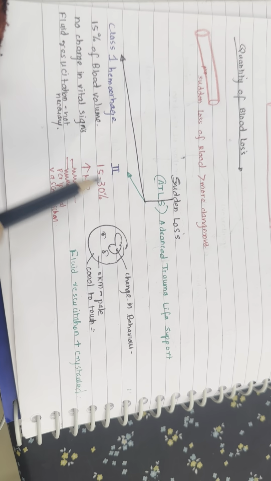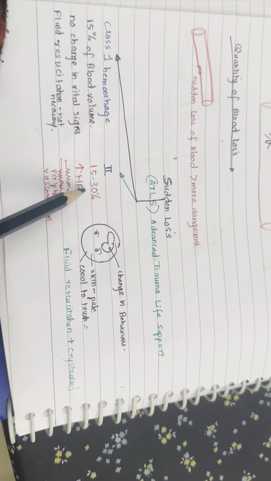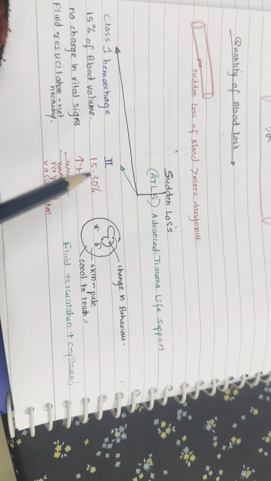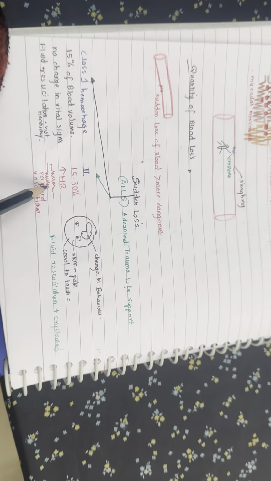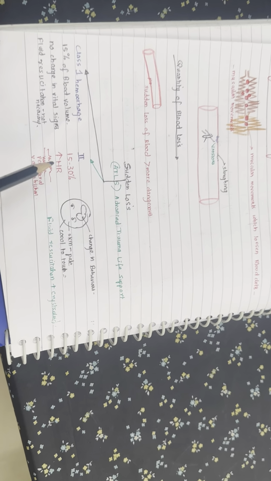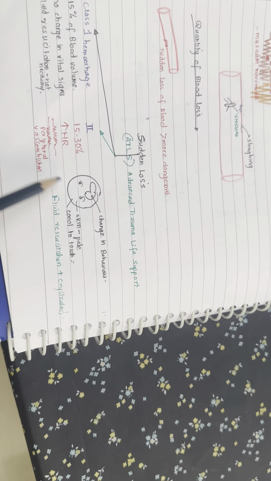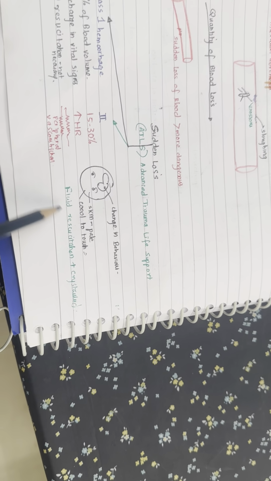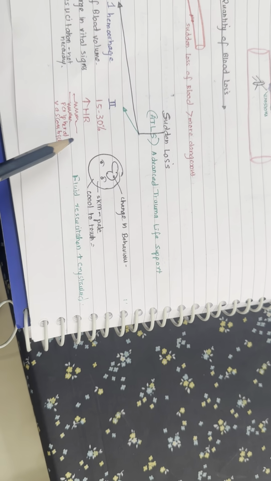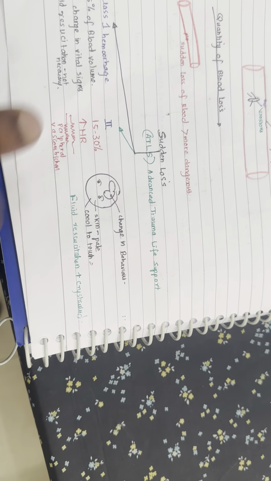Then class 2 hemorrhage involves 15 to 30% of blood volume. Signs: tachycardia and narrowing of the difference between the systolic and diastolic blood pressure, peripheral vasoconstriction, skin pale and cool to touch, changes in behavior. Volume resuscitation with crystalloids is typically required; blood transfusion is not usually necessary.